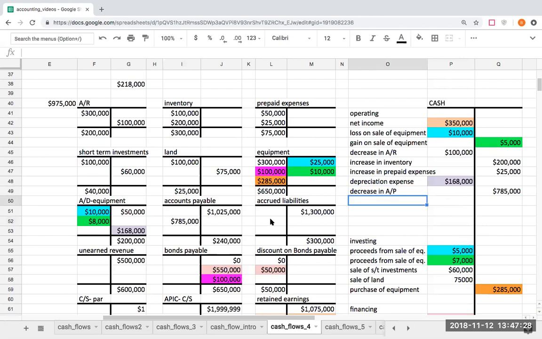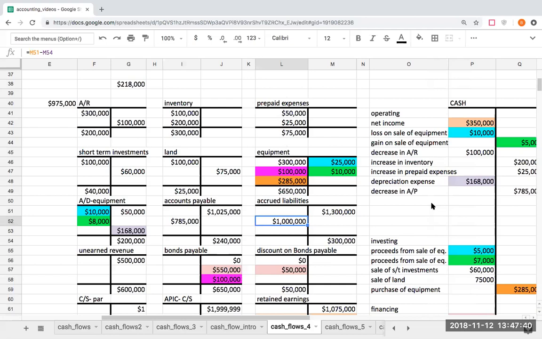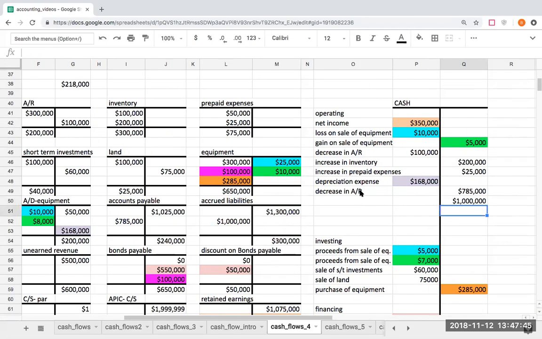Accrued liabilities went from 1.3 million down to 300,000. So here for accrued liabilities, I'm going to have a decrease of $1 million. I do the opposite to cash, so I'm going to show here a credit to cash. I'm going to say here a decrease in accrued liabilities of $1 million.